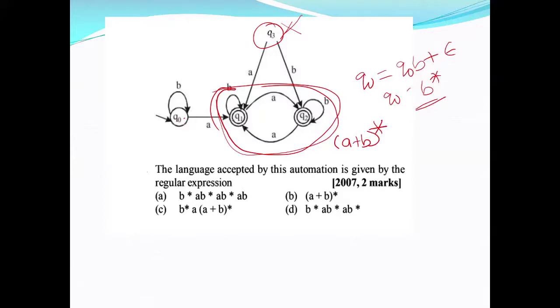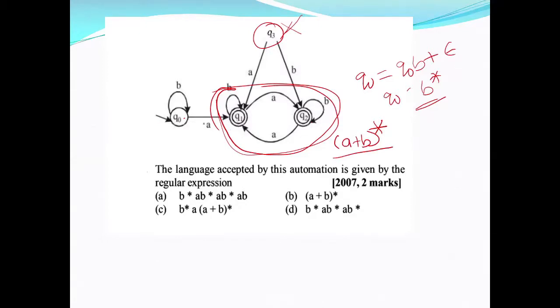Because you get 1A, you are here. You get 2A's, you are here. You get 1A, 1B, 1A, 3B's, 3B's, 1A, anything. So this is for both Q1 and Q2. So this is always accepting. But to enter into this, first you have to come to Q1, Q0 to Q1.